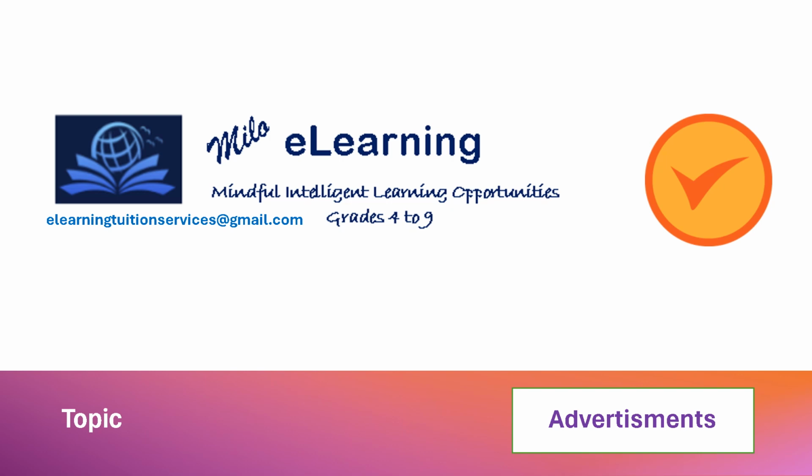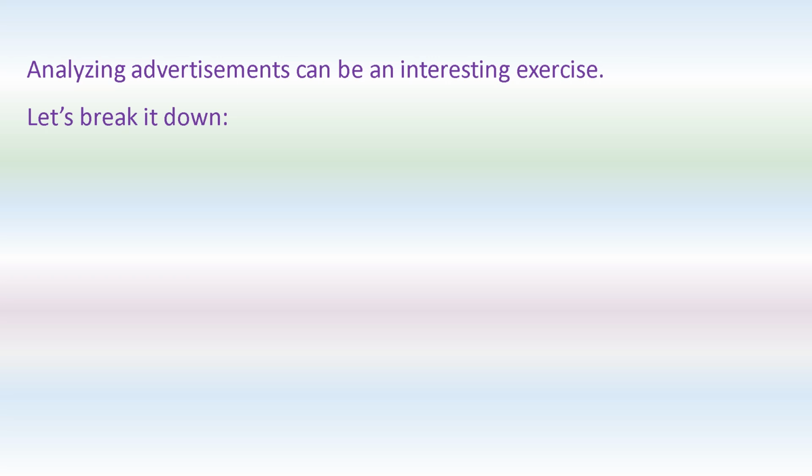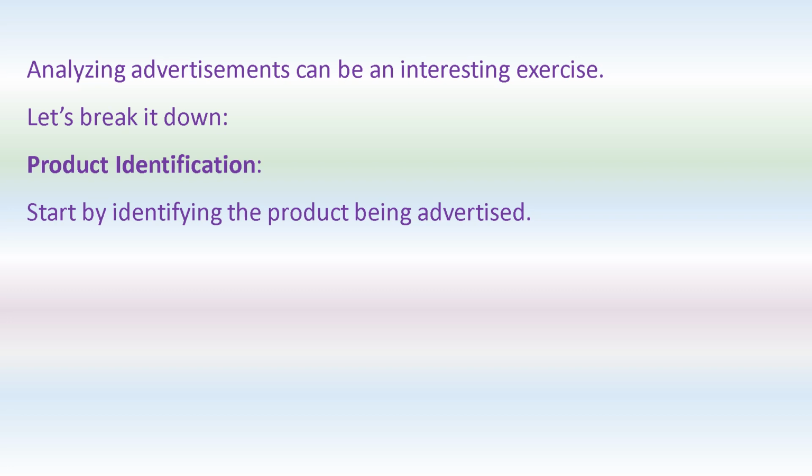So today we're going to discuss how to analyze advertisements. Now you use certain strategies and we break it down into analyzing certain components in an advert. Now the first thing when you look at an advert is to identify the product. You must identify what is being advertised.